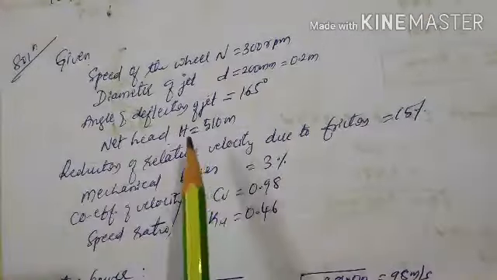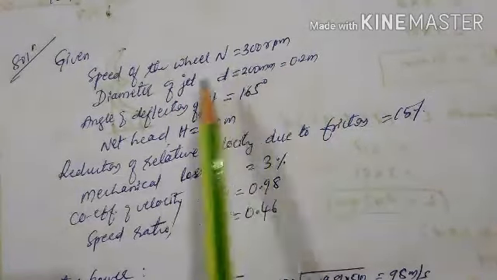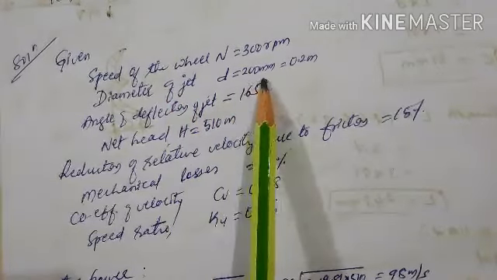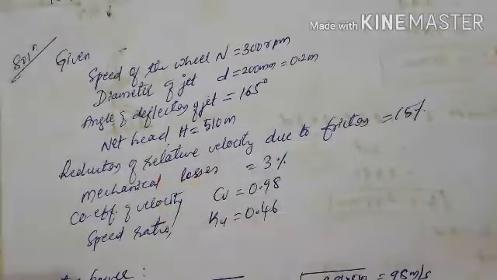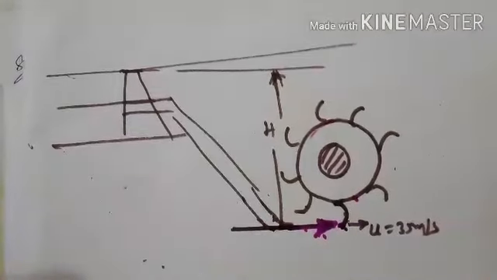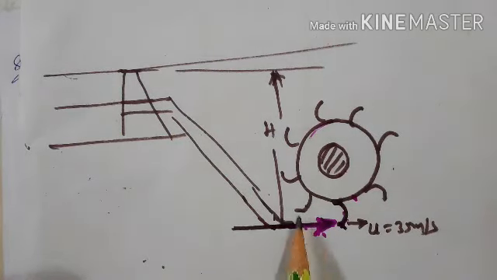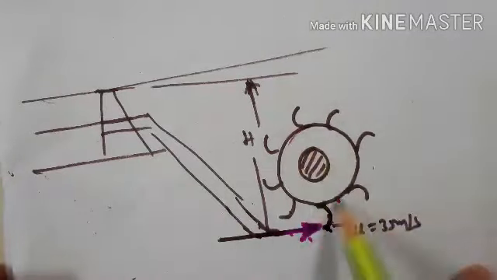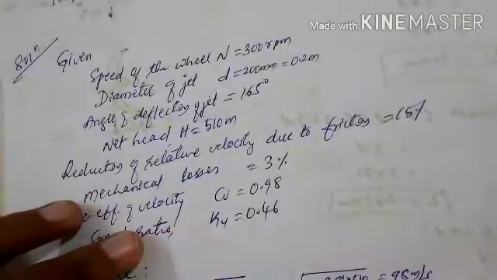So let us write the given data first. The speed of the wheel, that is N, is given as 300 rpm. Diameter of the jet D is 200 millimeter. Angle of deflection of jet is 165 degree, and the net head available at the inlet of the turbine is 510 meters. So this is the dam. From the dam the water is being fed through the penstock to the turbine station, and this is the net head available at the inlet of the turbine. And also the speed of this impeller is given, N, the speed of the wheel. Then the angle of deflection is also given.